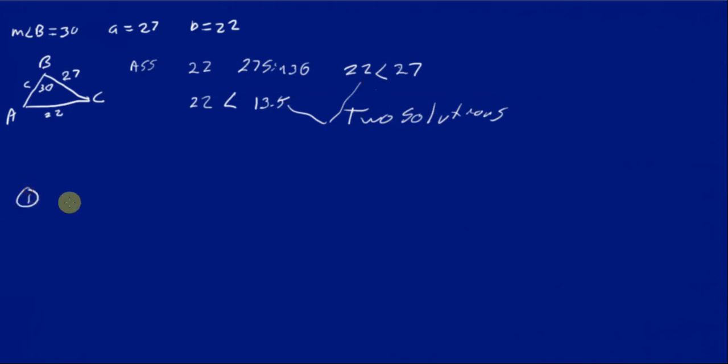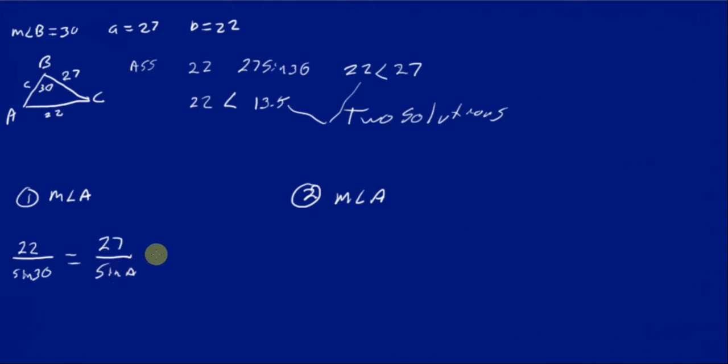Solution number one. The first thing we're going to find, the only thing we can find, is the measure of angle A. So I'm going to find the measure of angle A. Solution number two, I'm going to go ahead and find the measure of angle A. All right, now how do you find the measure of angle A? Just like we did in our last problem with one solution. I have no choice. It's the ratio of 22 to the sine of 30, and that's going to equal the length of side A to the sine of A.